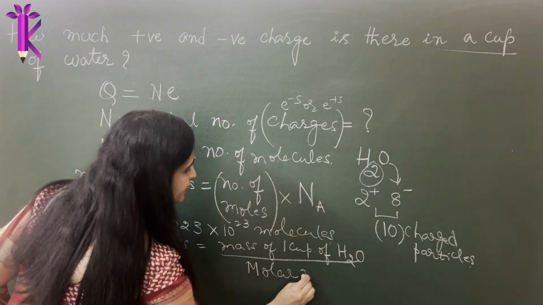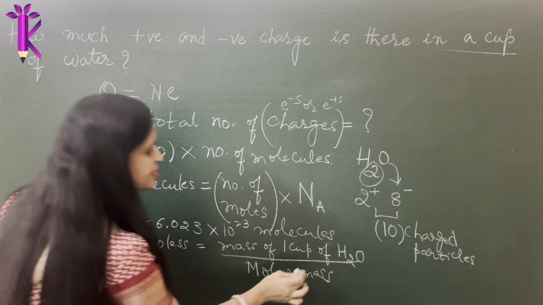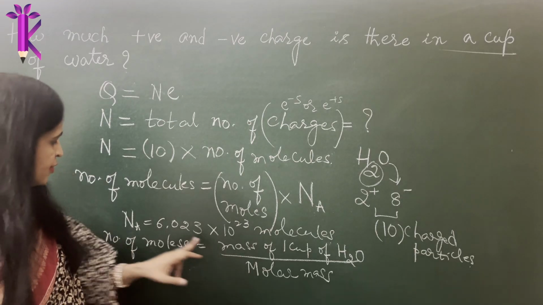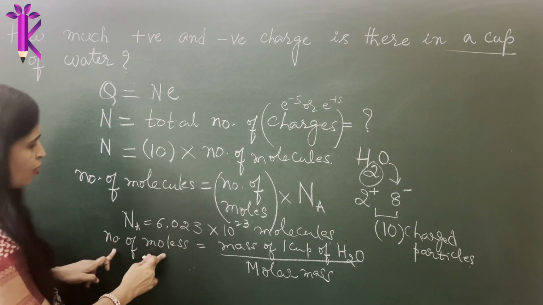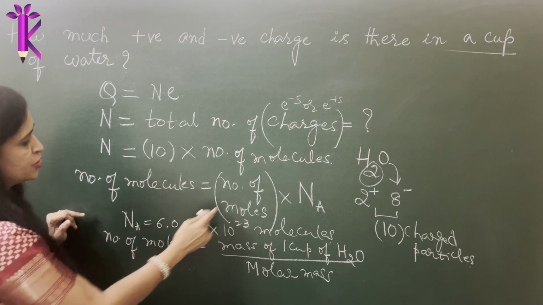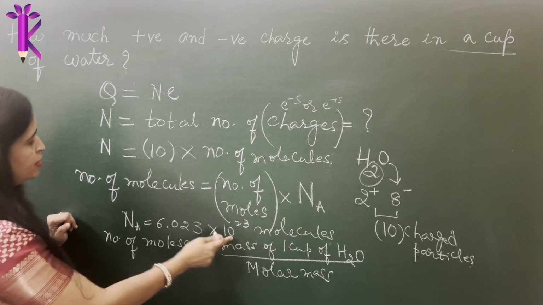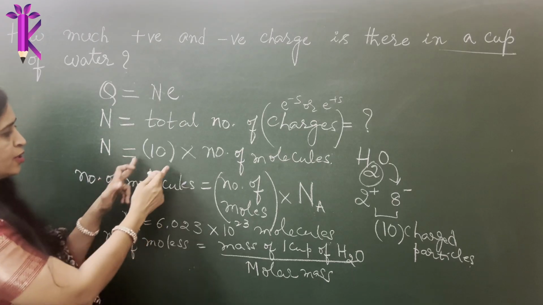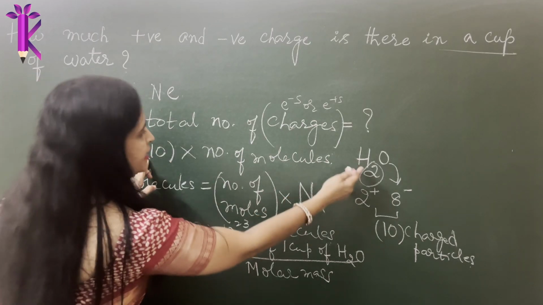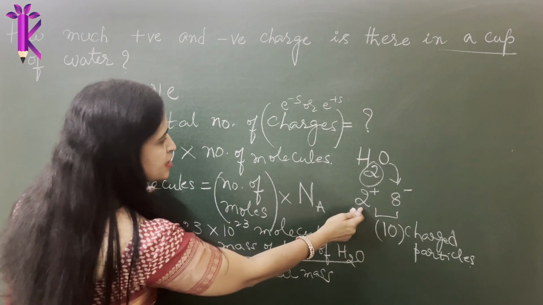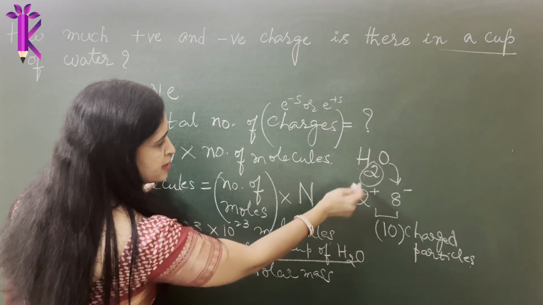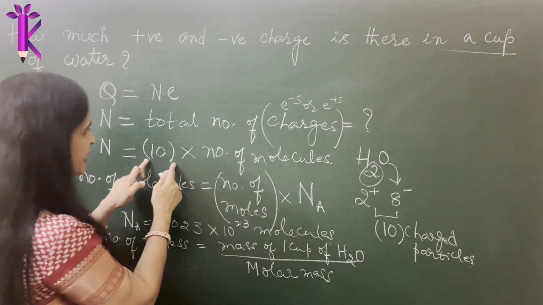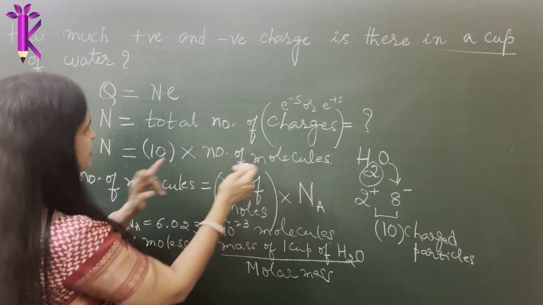So this is where it all starts. This is something you must know because it is not given in the numerical. If you know this, you can calculate the number of moles. If you know the number of moles, you can multiply it with the Avogadro number of molecules and calculate the number of molecules. If you know the number of molecules, you know the total charged particles in H2O: 2 protons in H and 8 electrons. So the total charged particles is 10 into the total number of molecules in the water.